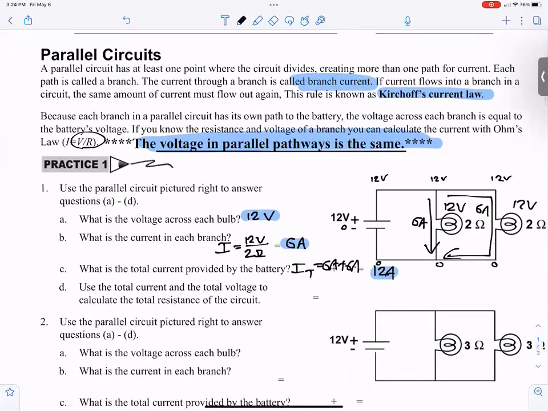Finally, use the total current and the total voltage to calculate the total resistance. So resistance would be voltage over current. So that would be 12 volts divided by 12 amps, which would be 1 ohm of resistance.